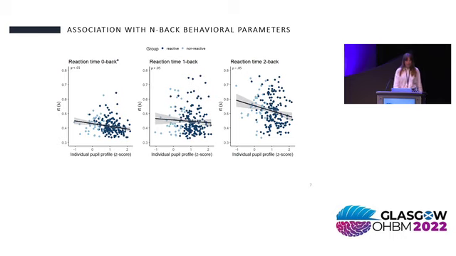So we associated the IPP, or the individual pupil profile score, with the behavior in the N-back task. And we could see that the pupil profile score is related to reaction time in the zero-back condition and, normally significant, to reaction time in the two-back condition. Results indicated with the asterisk survive Bonferroni correction. And there were no significant results associated with accuracy rates in the N-back task.